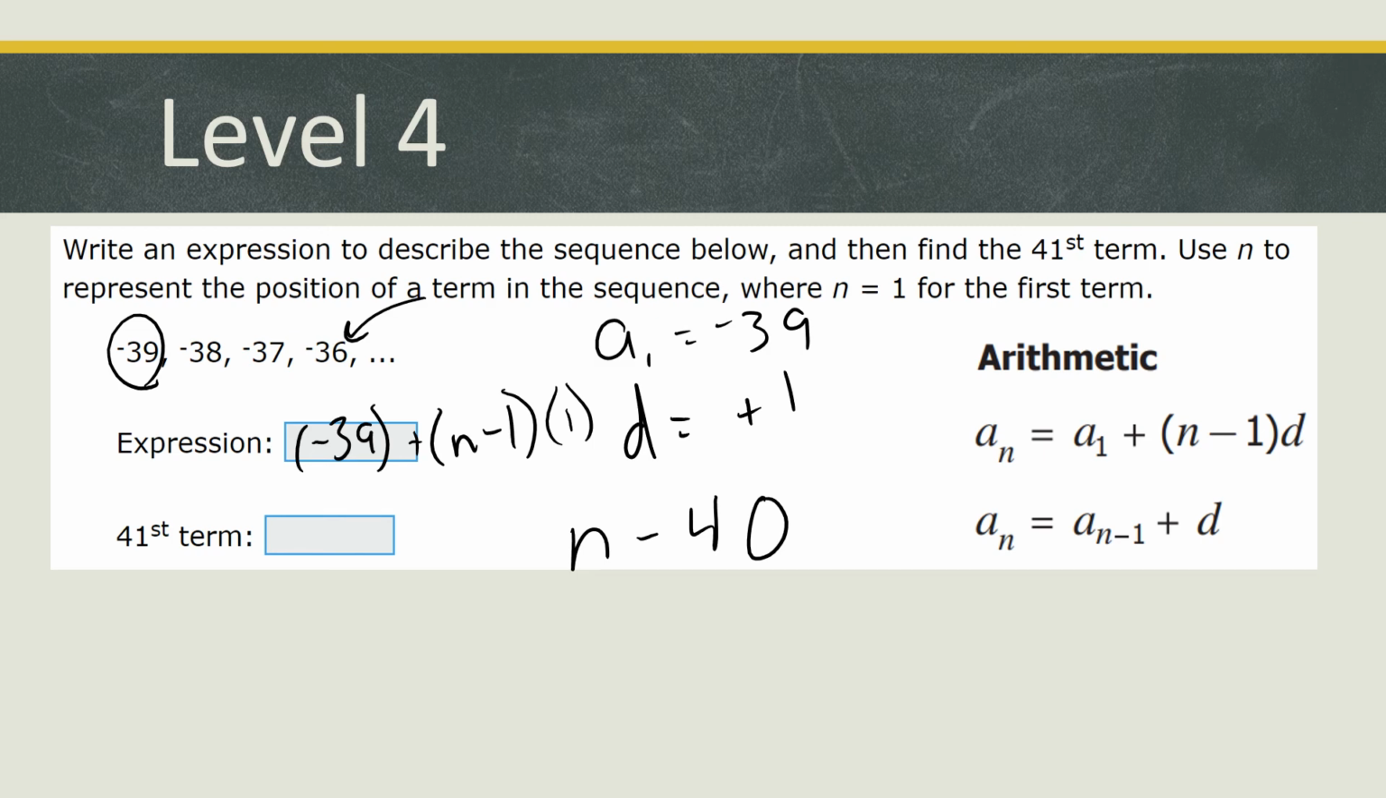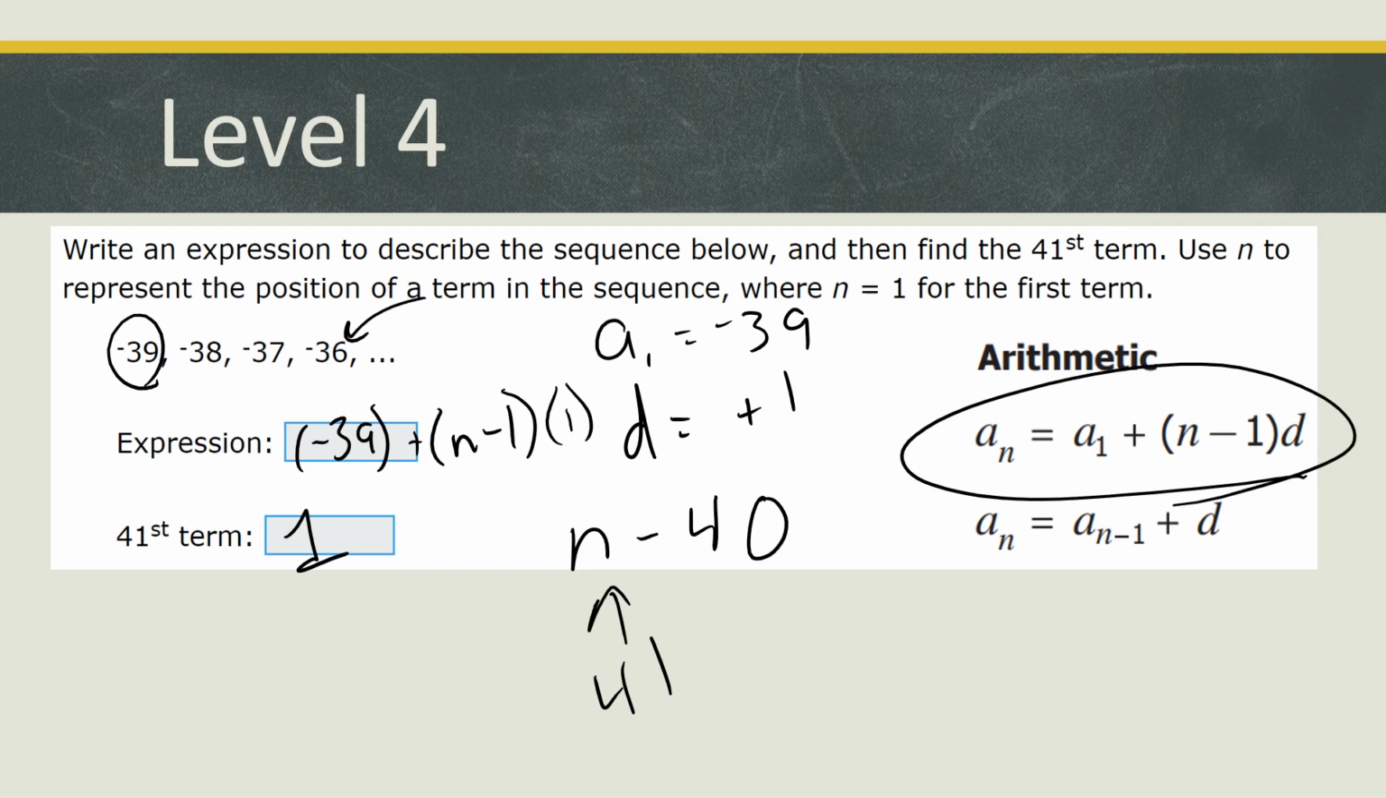But what if I have a 41 for my n, my 41st term? Well, what's that going to be? 41 minus 40 is 1. So it's not that bad. These can be overwhelming. I focus on using this formula as much as I can. As long as we know what the first term is and we can identify what the common difference is, then we just plug it in and rock and roll.